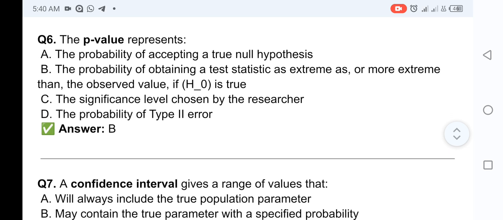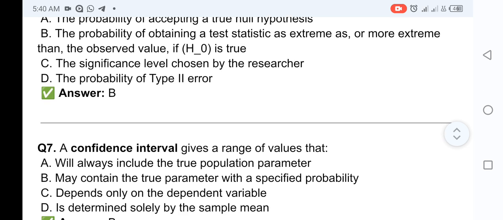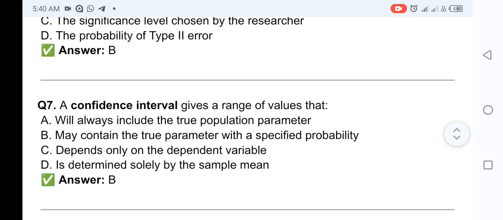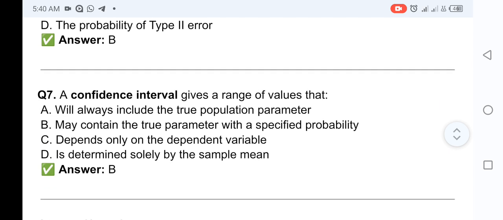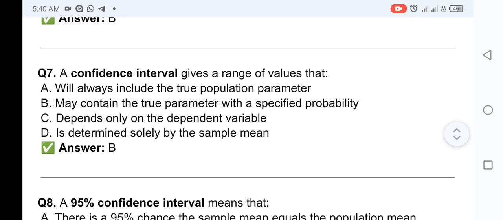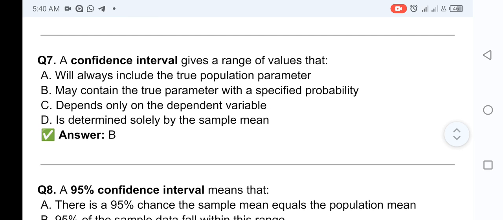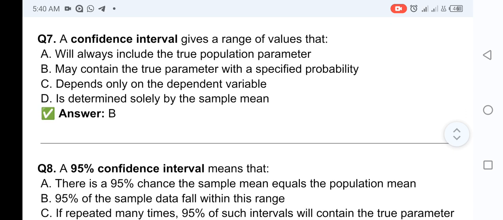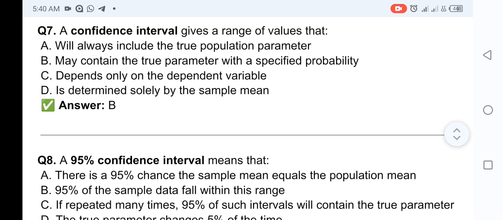Answer B. Q7. A confidence interval gives a range of values that A. will always include the true population parameter. B. may contain the true parameter with a specified probability. C. depends only on the dependent variable. D. is determined solely by the sample mean. Answer B. Q8. A 95% confidence interval means that A.